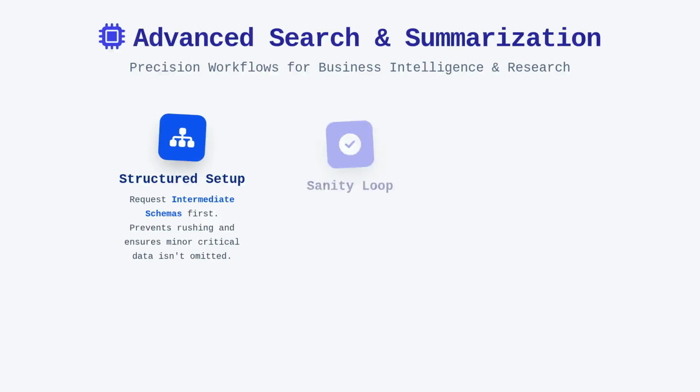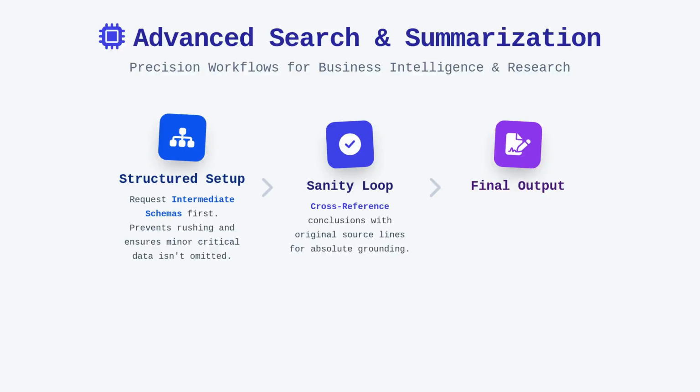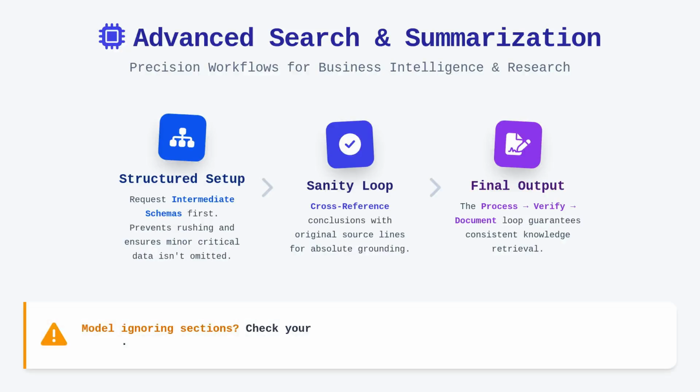Ask the model to perform a sanity check after its initial synthesis, effectively asking it to cross-reference its conclusion with the original source lines. This specific loop, process, verify, and document, ensures that the final output is both accurate and grounded in the specific data provided.